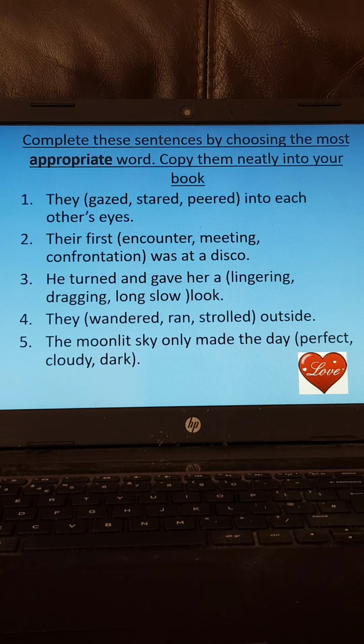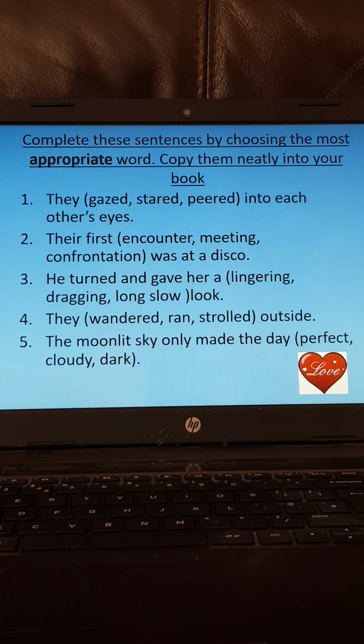He turned and gave her a lingering look. You could have had long and slow. Lingering just means it went on for that little bit too long. So it's sort of got the same meaning, but the word itself sounds a little bit more romantic.